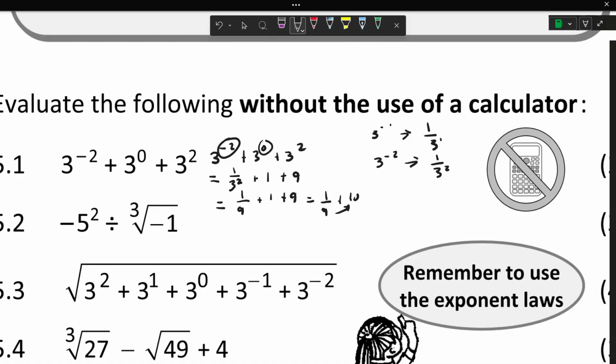So we need to get 10 to be over 9. We have to multiply it by 9, and then we can put it over 9. So it's going to be 1 over 9 plus 90 over 9, which is 91 over 9.